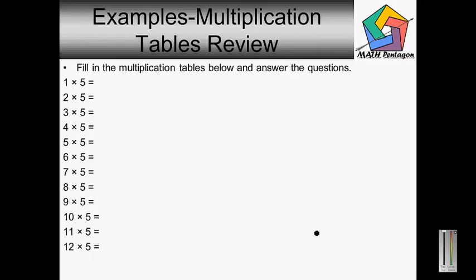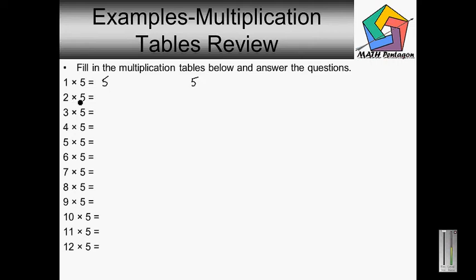Okay, let's do a few examples on multiplication tables review. So we're going to fill in the multiplication tables below and answer the questions. So we have one group of 5, so that's just 1 times 5. So 1 times 5 is 5.